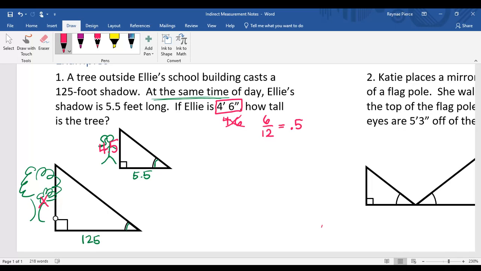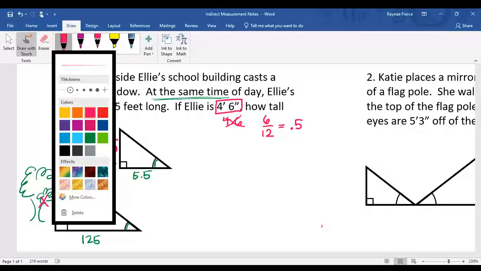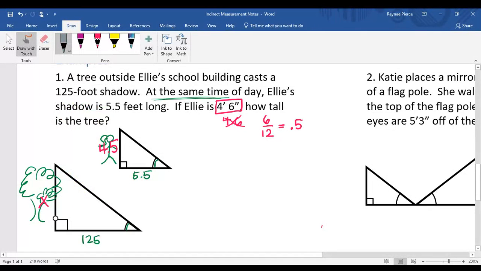Okay, so we are using the information in these word problems to set up a pair of similar triangles, and then we will set up a proportion and solve that proportion. It doesn't matter which triangle you start with, but remember, just like we practiced in class on Monday and Tuesday, we have to go the same direction. And so I'm going to go from the triangle that is dealing with the tree to the triangle that is dealing with Ellie.